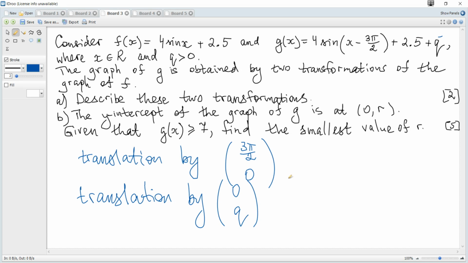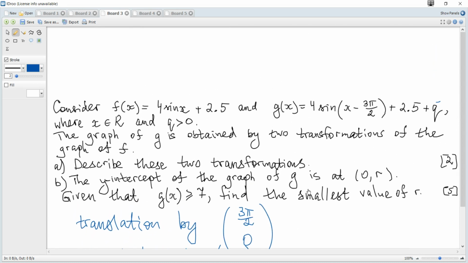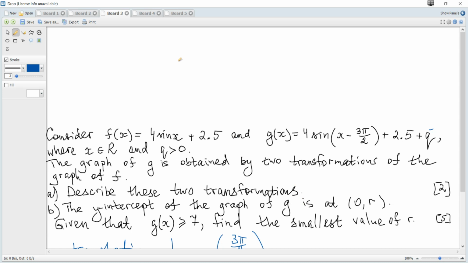And the next, the y-intercept of the graph of g is at (0, r). Given that g of x is greater than or equal to 7, it means y coordinates or y values are at least 7, and find the smallest value of r. So let's consider how it looks.